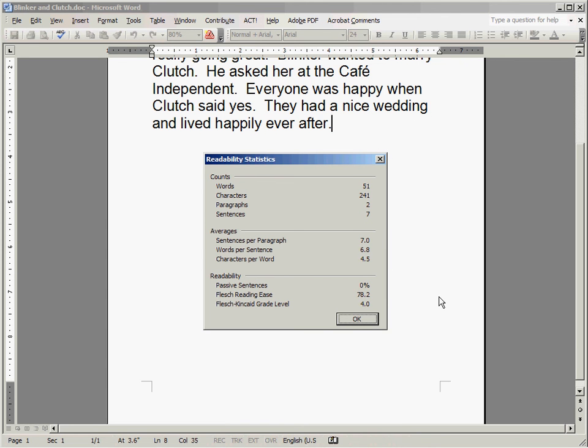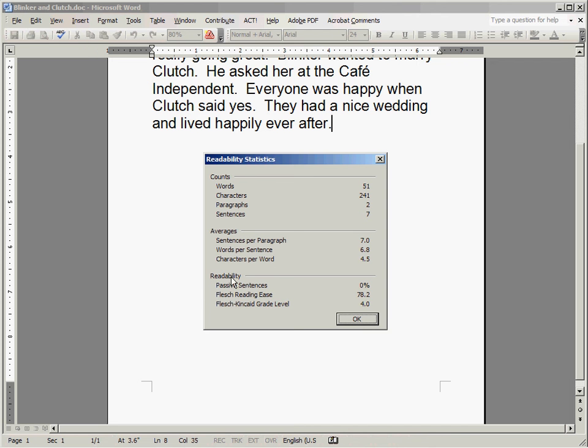After the spell check is done, it will display a box like the one on my screen. The first section is called Counts. This shows the actual total number of words in the story and how many paragraphs and sentences you wrote. The second section shows Averages. It includes the average number of words in each sentence and the average length of the words that you wrote, which is called characters per word.